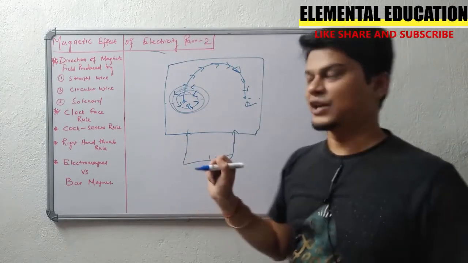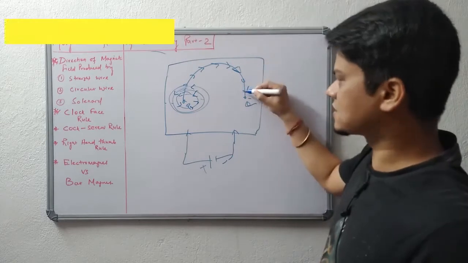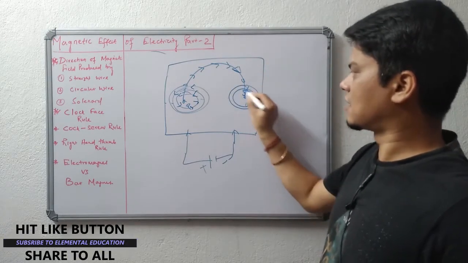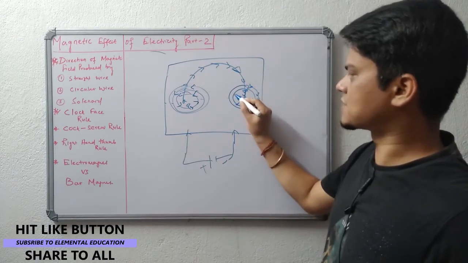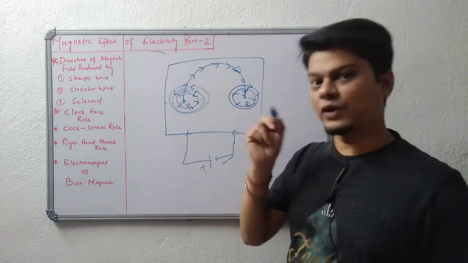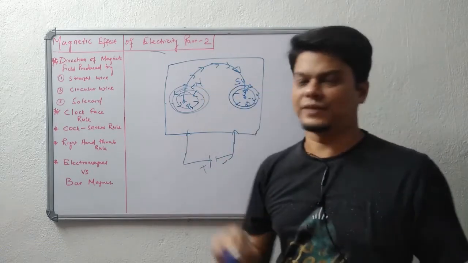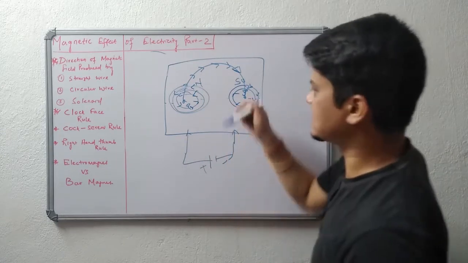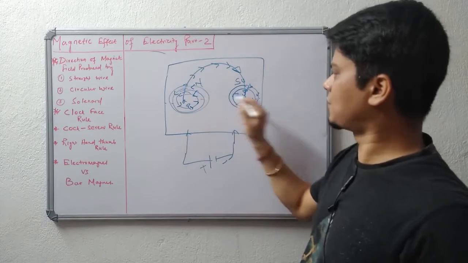Whereas, if I tell you the current changes the direction here, it goes downwards. That means the magnetic field is on the opposite side. That means we can tell this is north side, this is south side, because these two things are opposite in polarity. If I see from top, this is north, this is north. If I see from top, this is south.